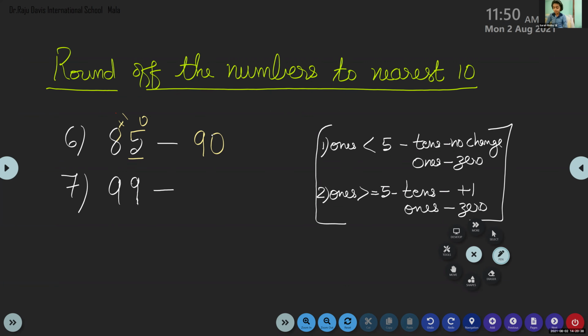Okay, then Paul. Next one. Fast. Underline 9. Whether 9 is greater than, equal to, or less than 5. Greater than 5. So what is to be done? Add 1 in the tens place, and 9 will become 0. So it will be 100. Good. 9 plus 1 is 10, and the ones place will be 0. So it is 100. Good.